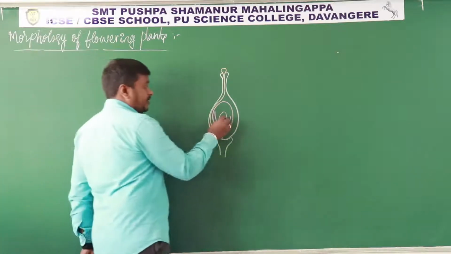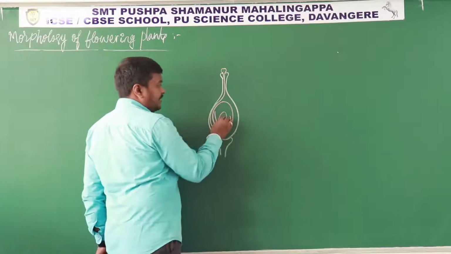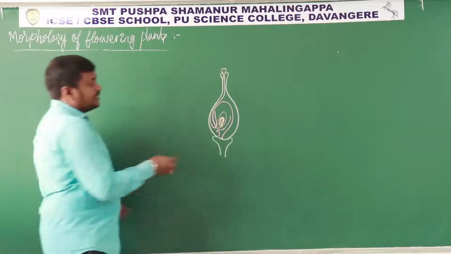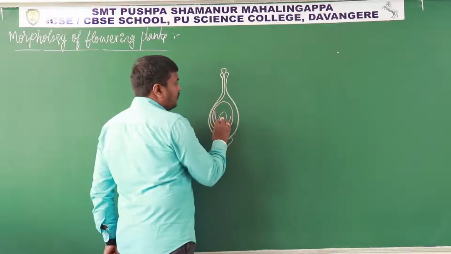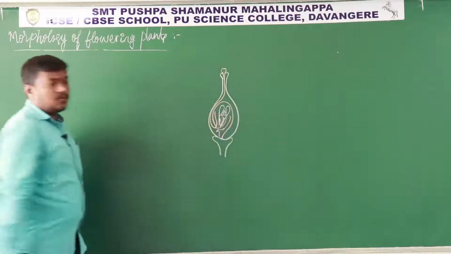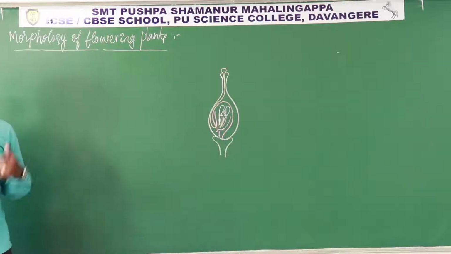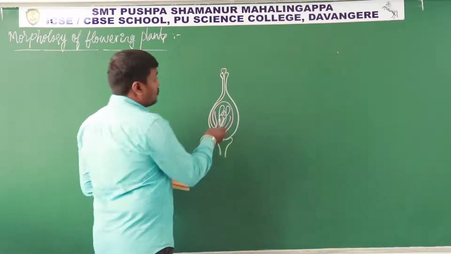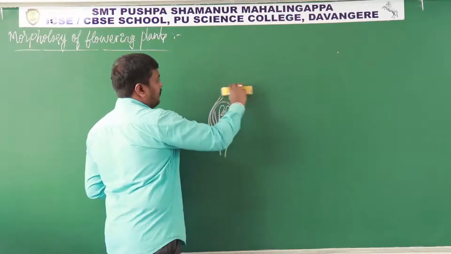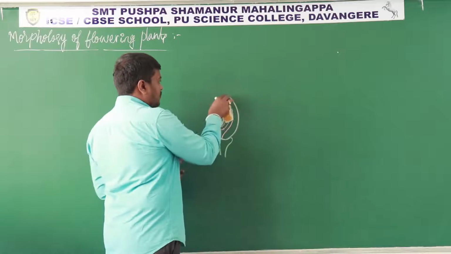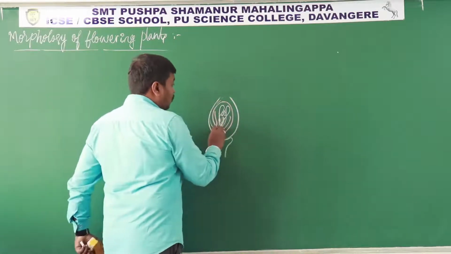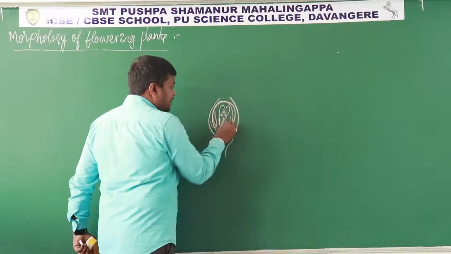Once fertilization takes place, the fusion of male and female gametes occurs and a zygote is formed. This zygote later develops into the embryo. Once the development of the embryo completes, the other parts fall off or degenerate, and the whole ovule now develops into a seed.